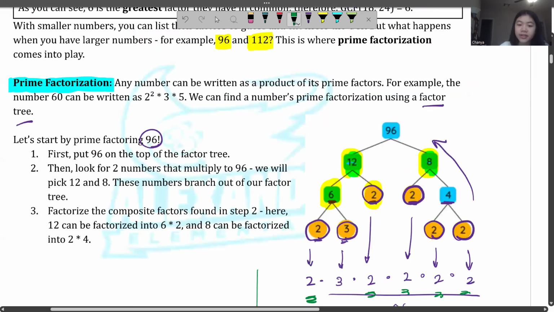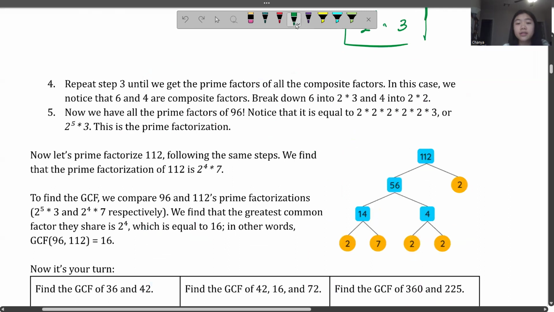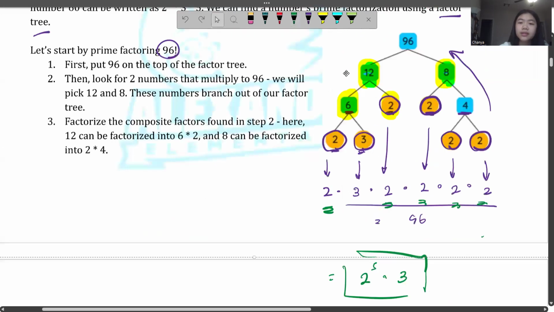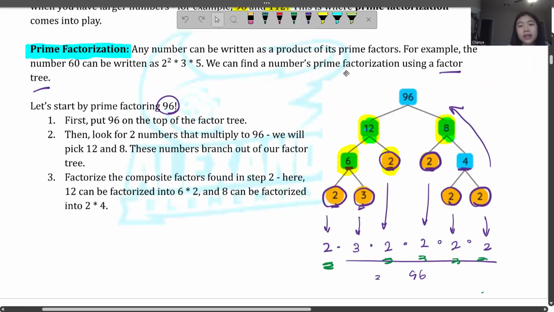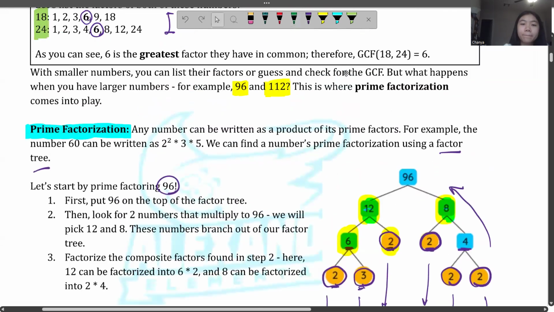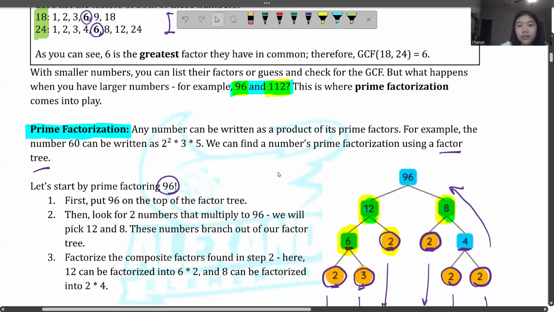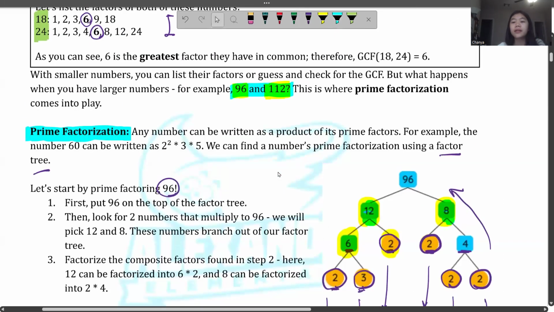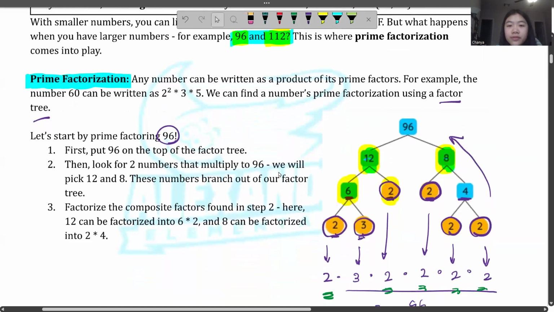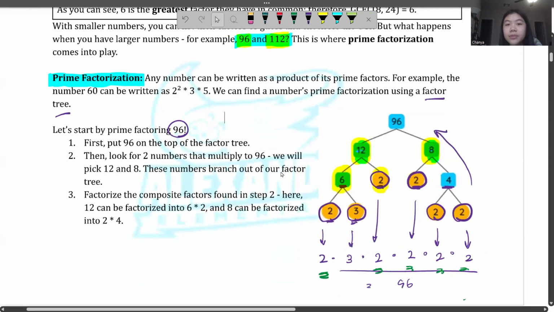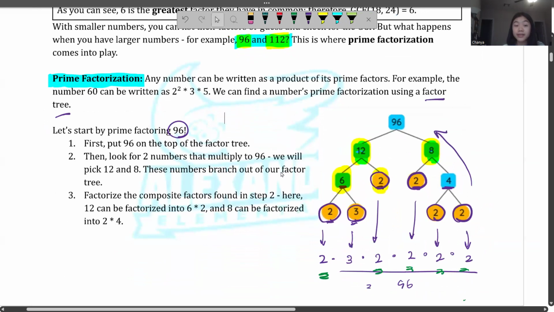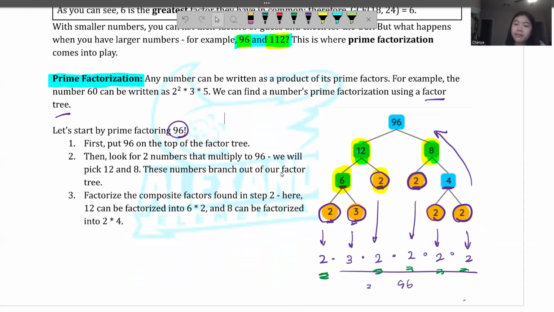Now, since you're trying to find the GCF of 96 and 112, let's do the same thing to 112. Let's prime factorize 112. I will leave the factor tree for 96 up as an example, and I will let you pause the video and prime factorize 112, making a factor tree similar to how I did 96.